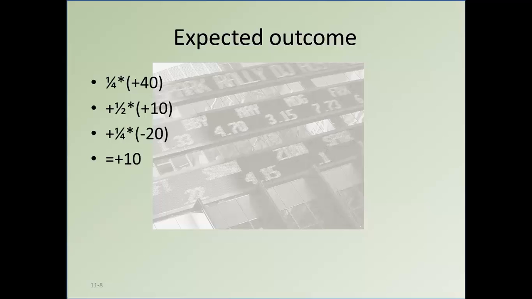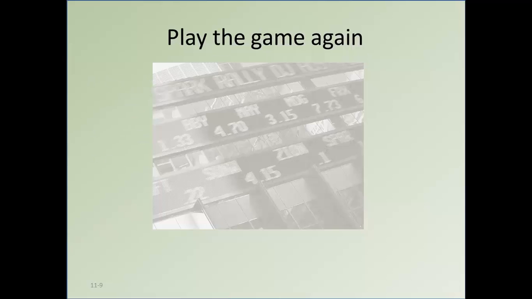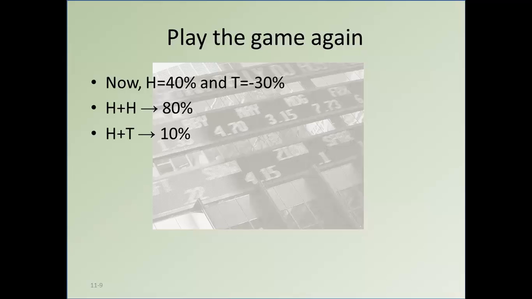So the expected outcome is the probability weighted average of all the outcomes. Let's play the game again. Now in the first instance, if there is a HH, with an H you'll get 40%, and with a T you'll lose 30%. So with an HH you gain 80%. With the HT you gain just 10%. With a TH you gain just 10% again. And with a TT you lose 60%.